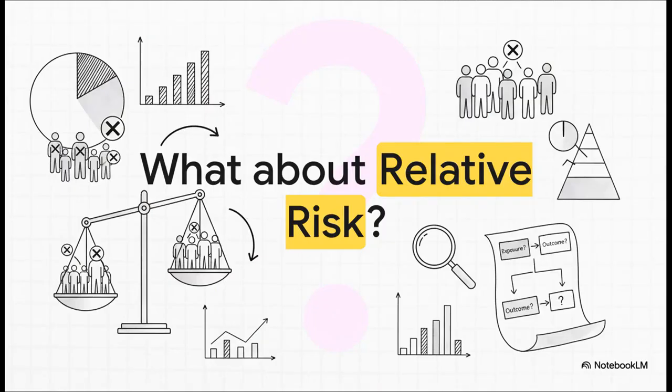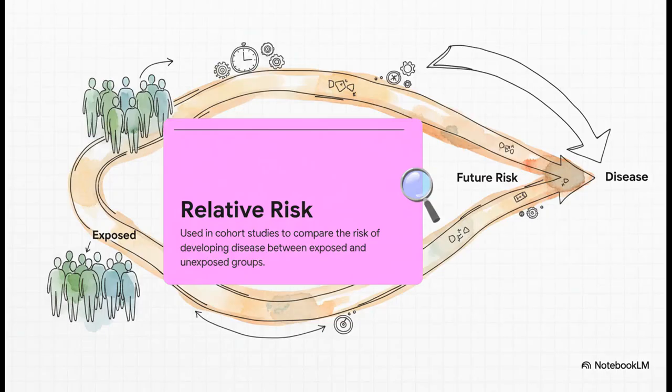All right, next on the list, relative risk. This is another really common one. So what's its story? What does it do? Okay, so if the prevalence ratio is a snapshot, then relative risk is a movie. It starts with a group of healthy people and it follows them forward in time to see who gets sick. It's all about answering the question, what's the future risk of getting a disease if you're exposed to something versus not being exposed? It's all about predicting new cases over a period of time.